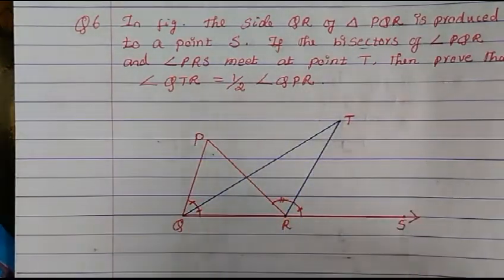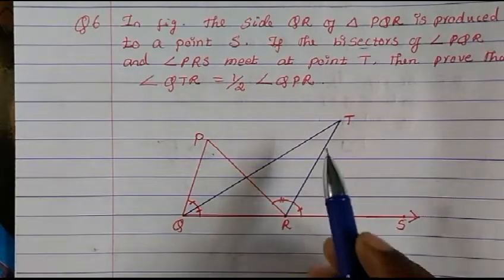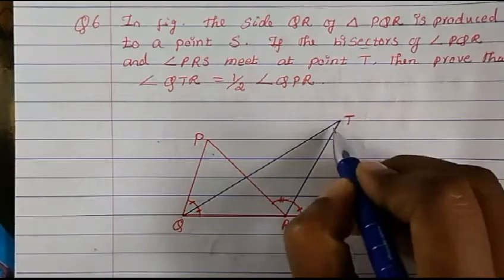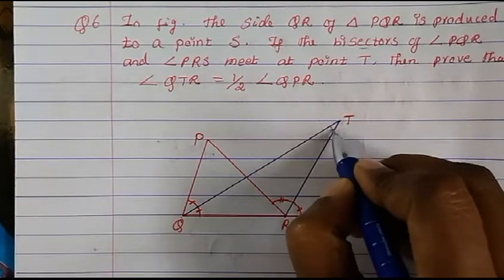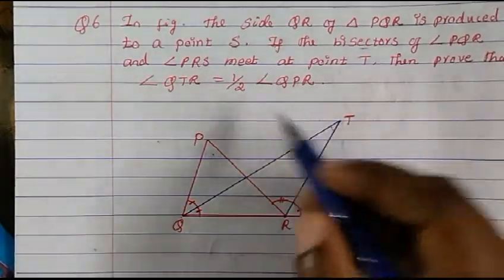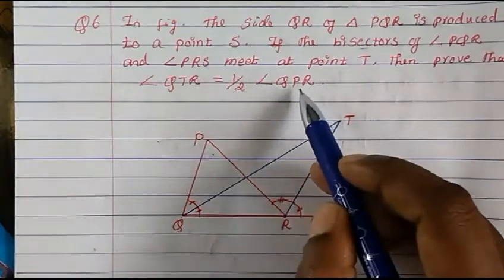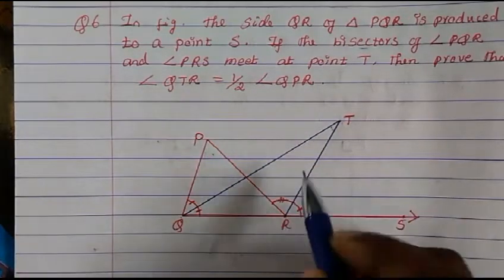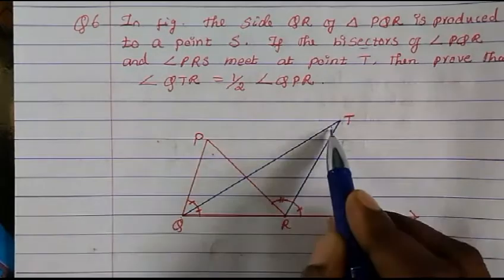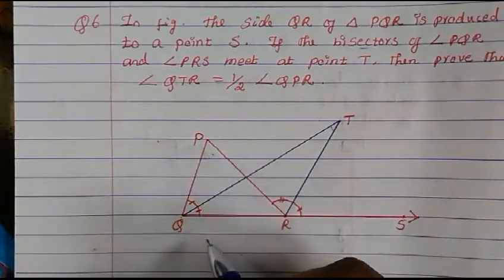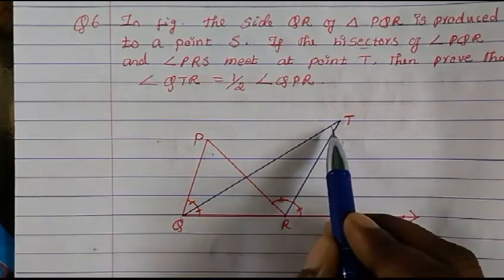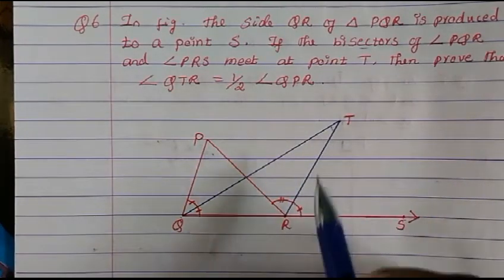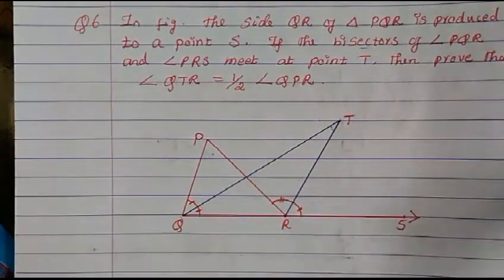So we have to prove that angle QTR, this angle, is equal to half of QPR. So we have to see that this angle is half of this angle. That means this angle is smaller, this is bigger, and half of this is this. We have to prove that here. So let's start now.